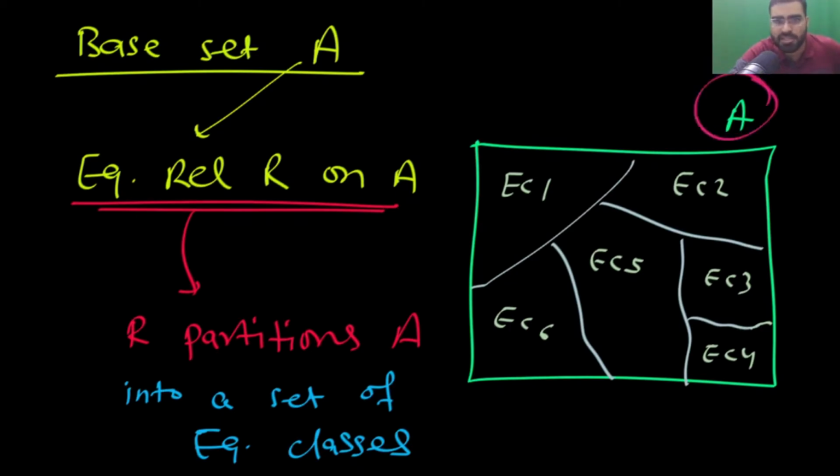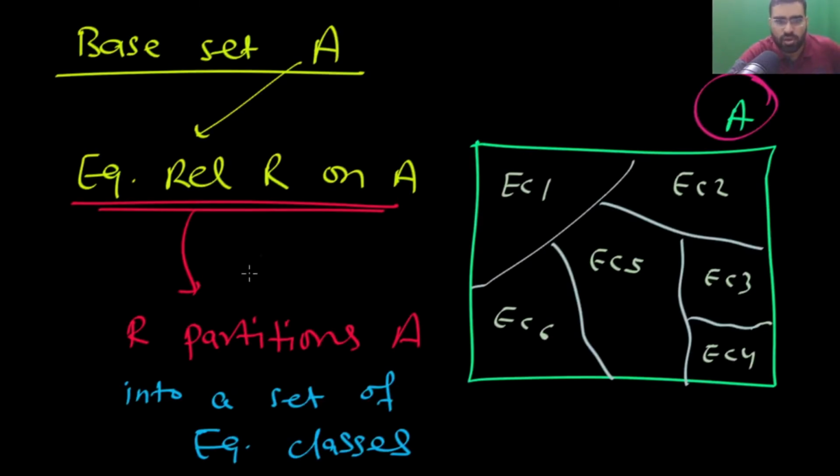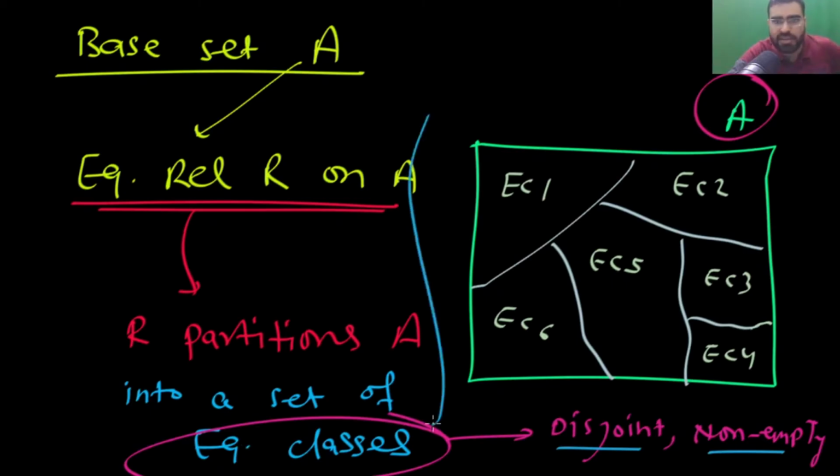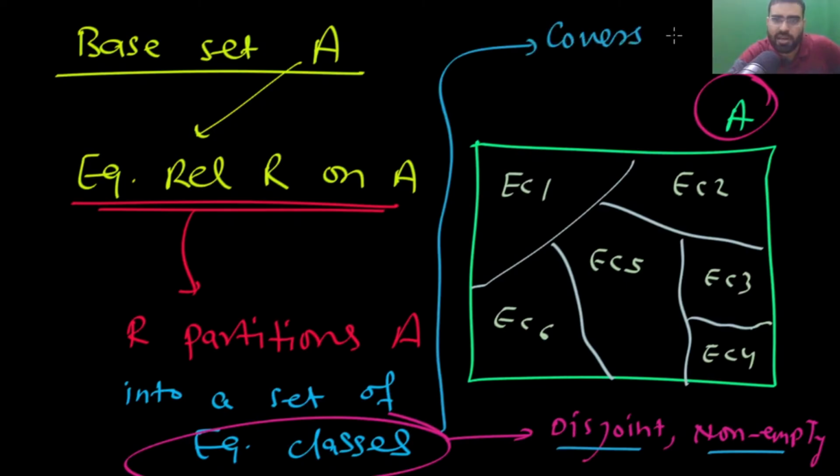These are the properties of all these equivalence classes: they will be disjoint and non-empty. For example, this equivalence class 1 is non-empty, and this and this are disjoint, they do not have any common element. So as you can see from this diagram, equivalence classes are disjoint, they are non-empty, and they will cover the entire A. Remember, they will cover all the elements of A.